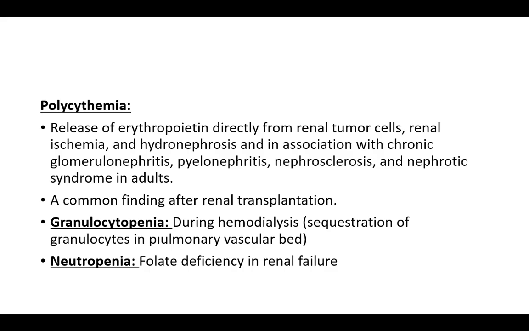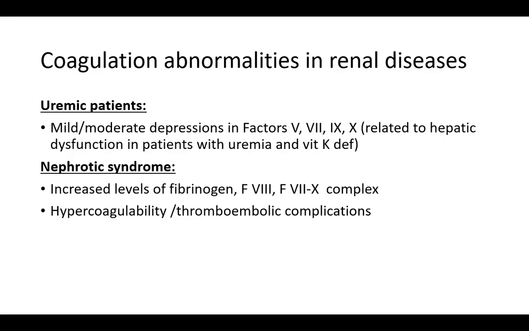Although we have anemia in most renal patients, if the patient has a renal tumor, release of erythropoietin directly from renal tumor cells may give rise to polycythemia in some cases. So you may be surprised that the patient has renal failure or renal disease but has polycythemia. This is the mechanism. Again, granulocytopenia, neutropenia can be associated with renal failure patients.